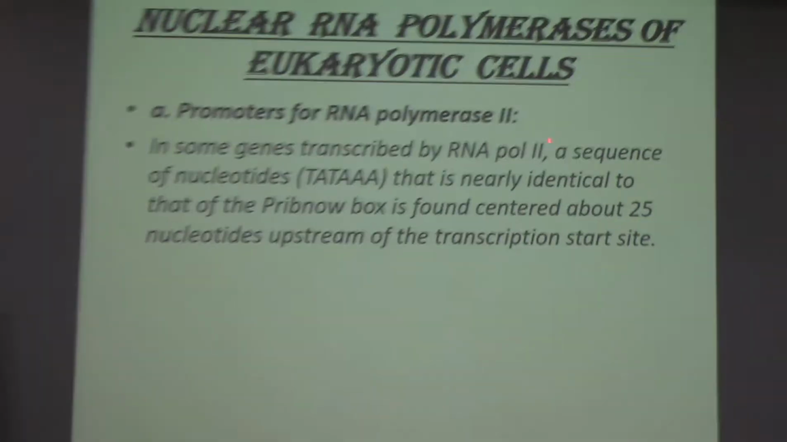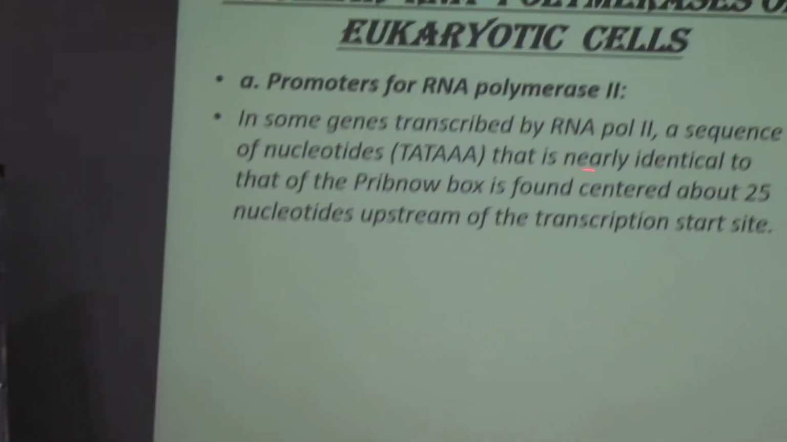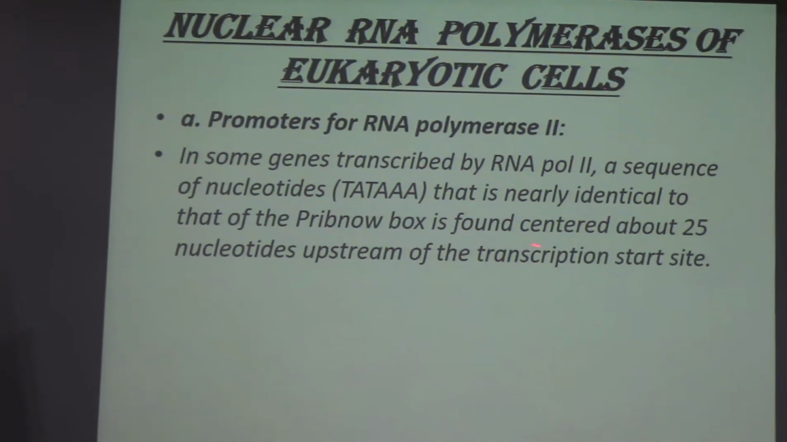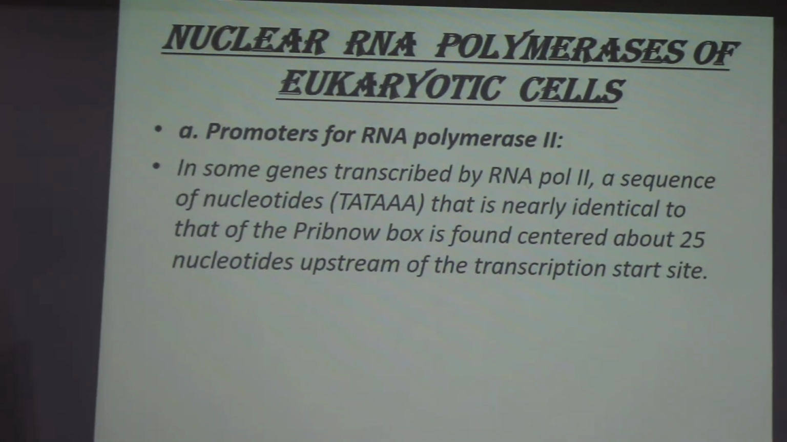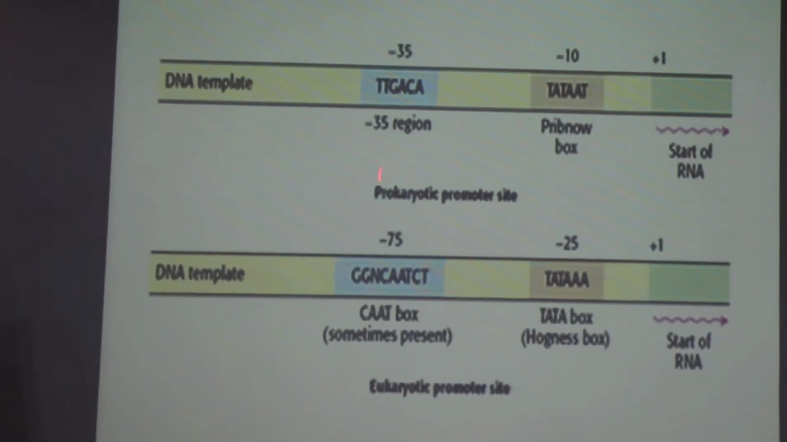In some genes transcribed by RNA polymerase II, there is a sequence of nucleotides, a TATA box, that is nearly identical to the Pribnow box present in prokaryotic organisms, which sits about 35 nucleotides upstream of transcription. So this is identical to the Pribnow box of a prokaryotic organism.